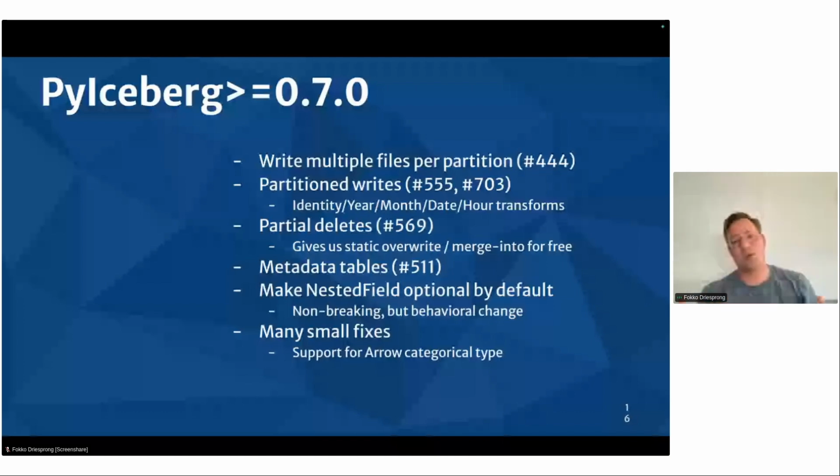Identity is already in there. Year, month, day, hour is an open PR, where we can just use the Arrow functions to truncate these fields into the right partition formats.